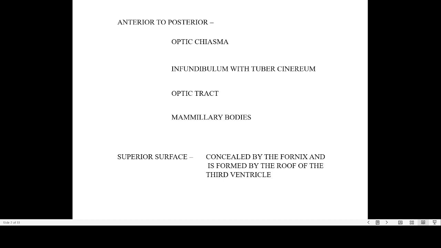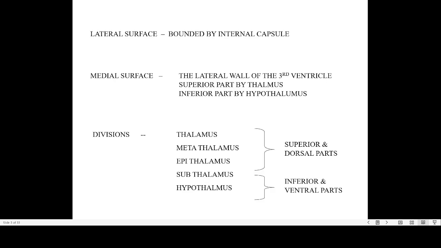From anterior to posterior, the structures are the optic chiasma, infundibulum with tuber cinereum, optic tract and mammillary body. The superior surface is concealed by the fornix and is formed by the roof of the third ventricle. It is the boundary of the diencephalon. The lateral surface is bounded by the internal capsule.